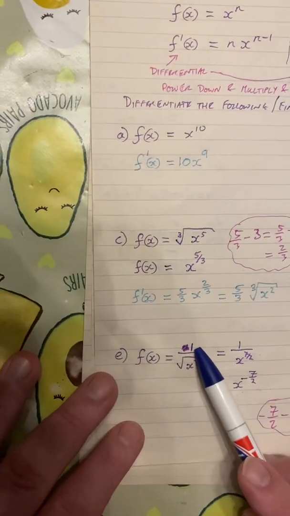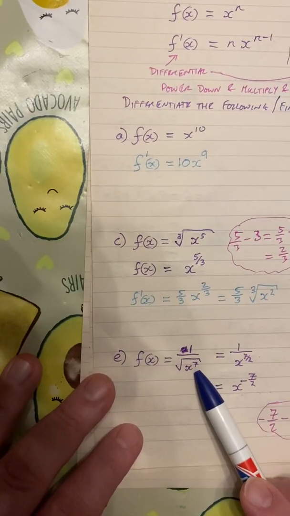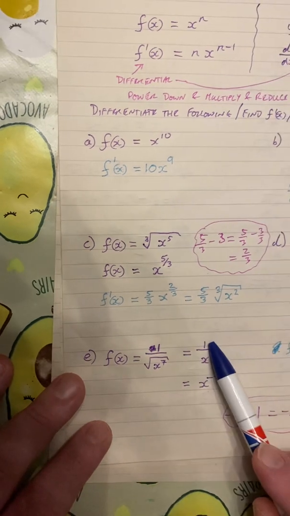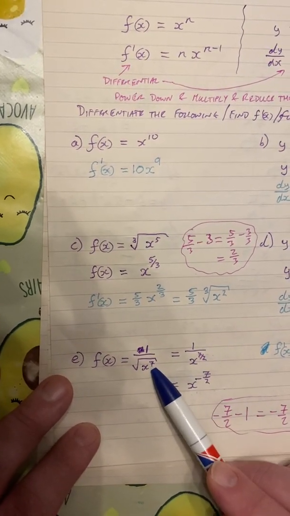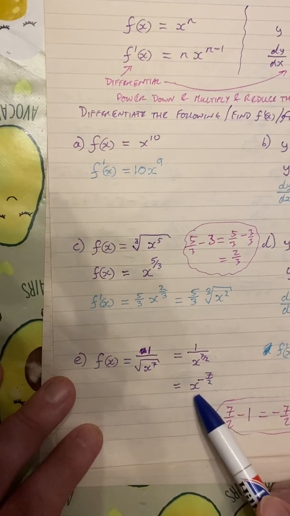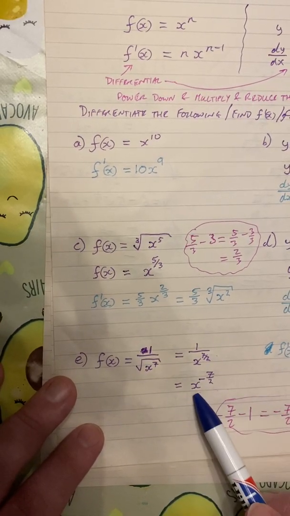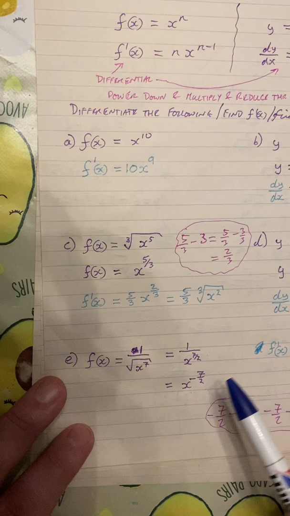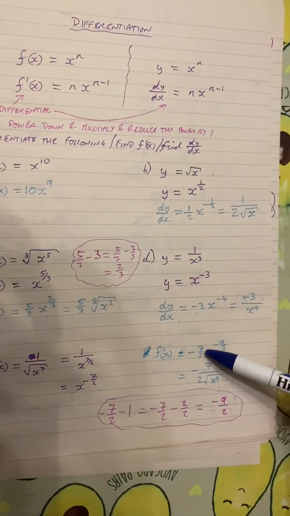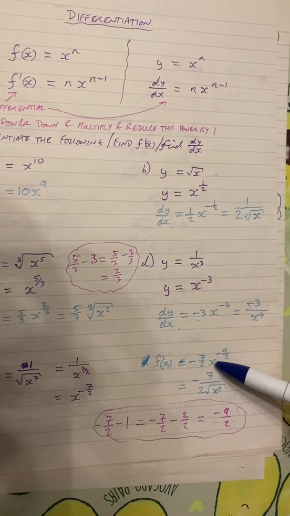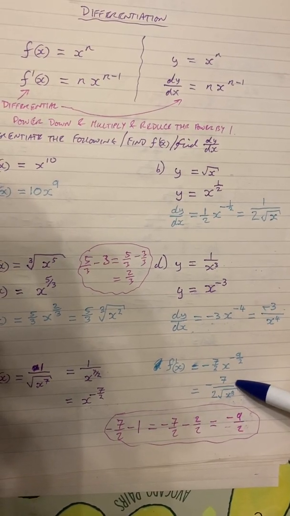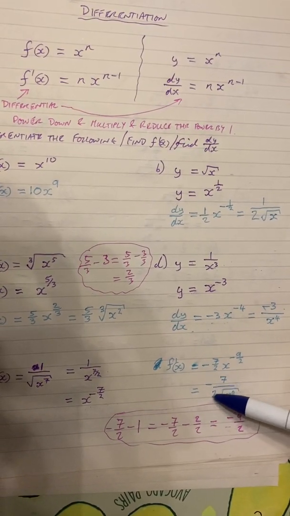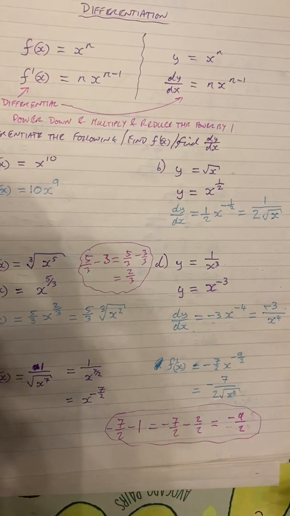Looking at the next one, y equals 1 over square root x to the 7, which is 1 over x to the 7 over 2. Remember, power is 7, root is 2. So it's f(x) equals x to the power of negative 7 over 2. So f dashed x is negative 7 over 2, x to the negative 9 over 2. Putting it back in the same form, negative 7 over 2, square root x to the 9.